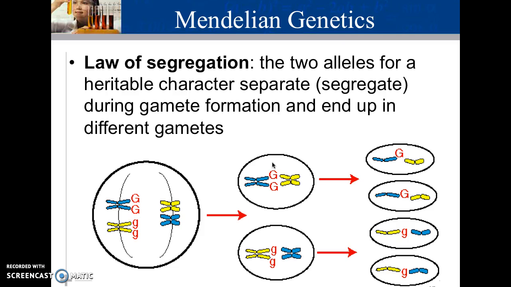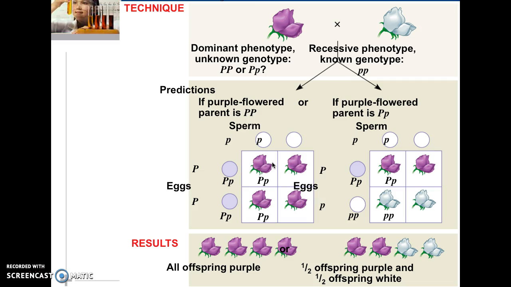So the law of segregation, or how do we get here? The two alleles for a heritable character separate during gamete formation and end up in different gametes. So for every trait, you have two alleles. I have hazel eyes, and I have two alleles for my hair color. When I make eggs, those two alleles separate, and so some of my eggs will carry one allele, and some of them will carry the other.